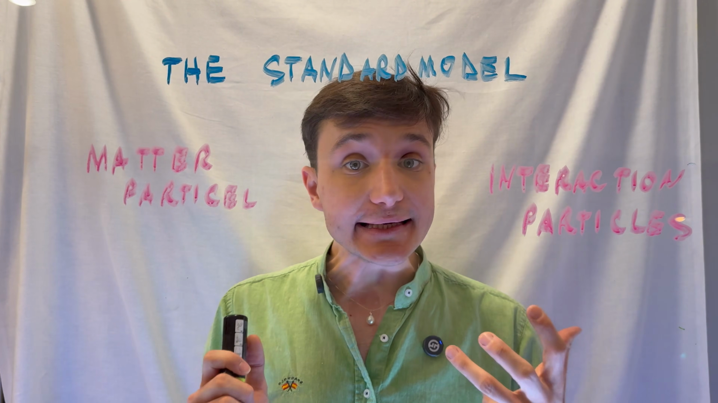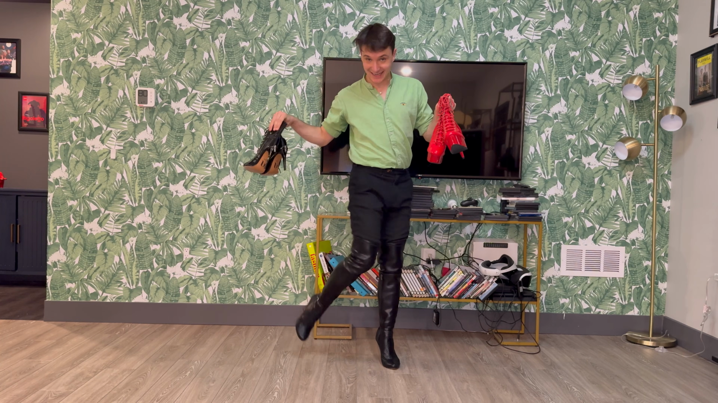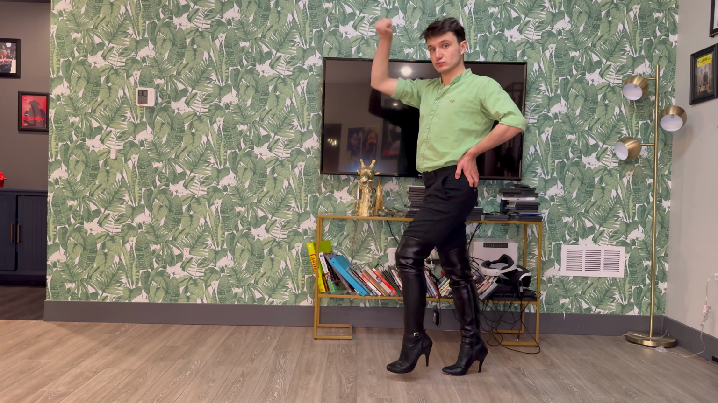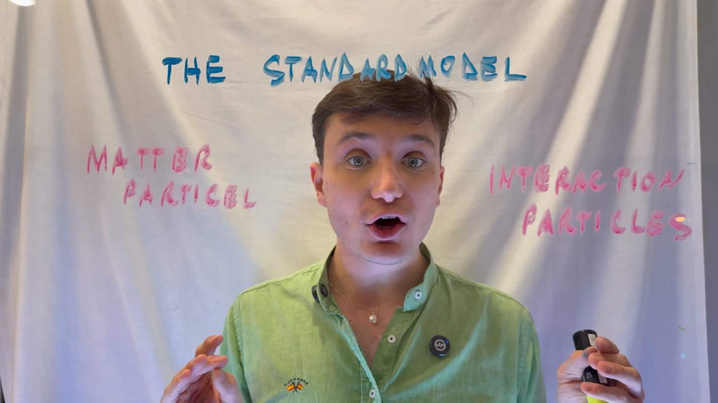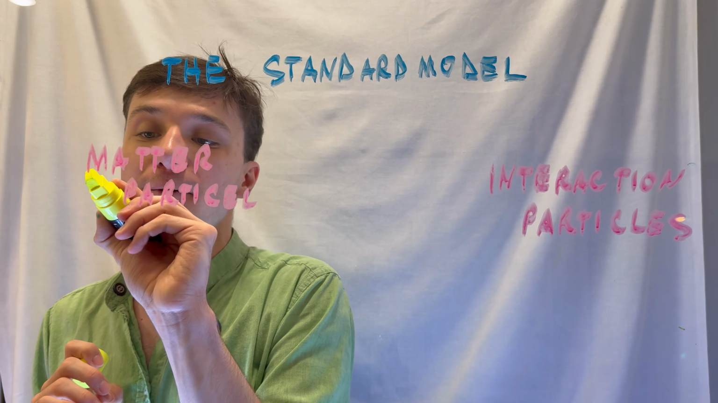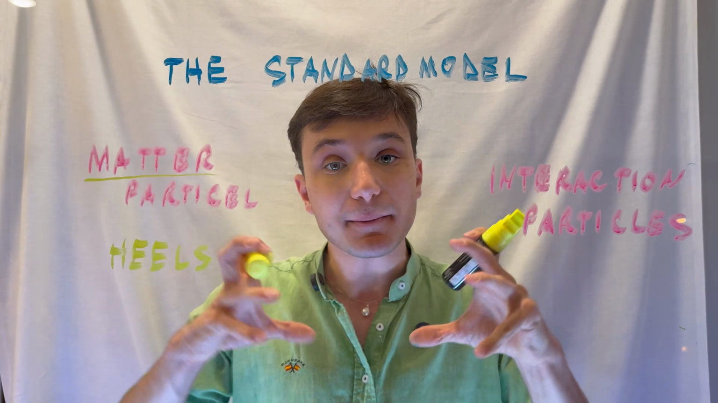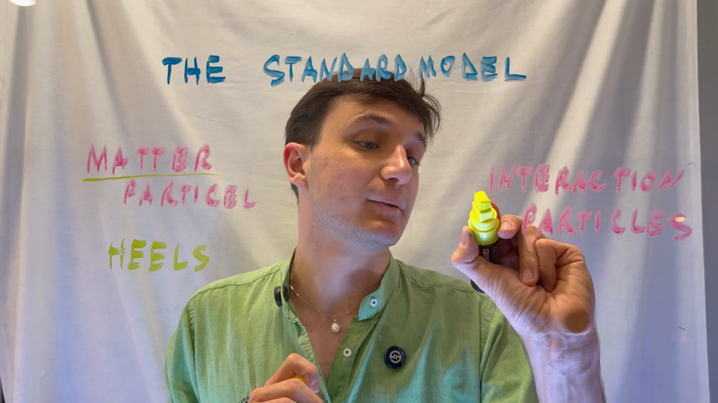In order to dance in heels, you need two big things. You need a good sturdy pair of heels, and then you also need some dance moves to perform in heels. Matter functions in the same way. We organize elementary particles into two big categories. First of all, we have matter particles. These are the particles that we make the physical matter out of. And then we need some interaction particles.